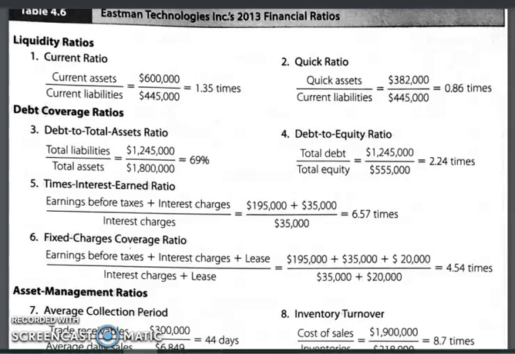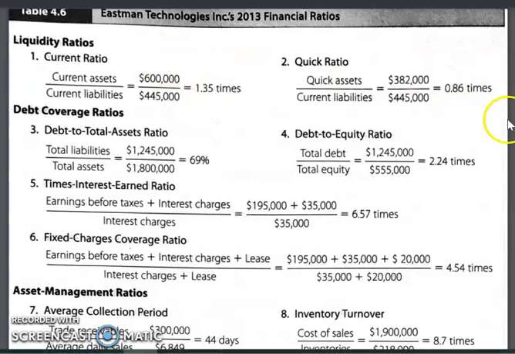And that's actually a great number of times, okay? So luckily, even though our debt to equity ratio is high and our debt to total assets ratio is high, we seem to be very easily covering the interest charges that are being caused by our debt.